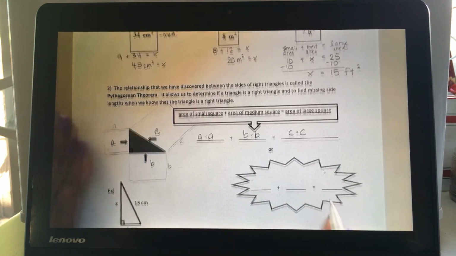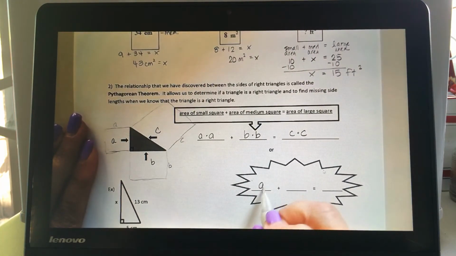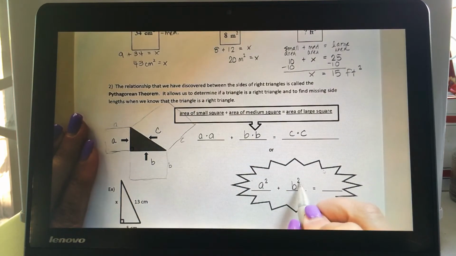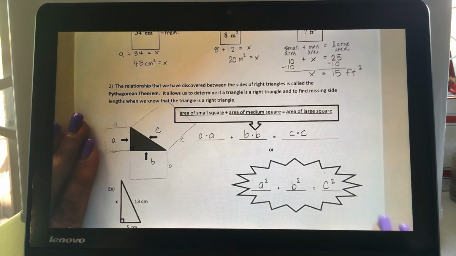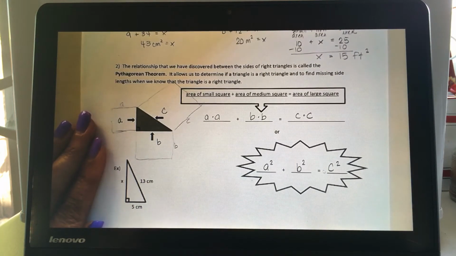So we can simplify this a little bit. We don't have to use as many letters. A times A using our exponent rules is A squared. B times B, that's B squared. And then C times C is C squared. This is very common of what you would see. Pythagorean theorem is A squared plus B squared equals C squared. So let's go ahead and apply that to this example right here.